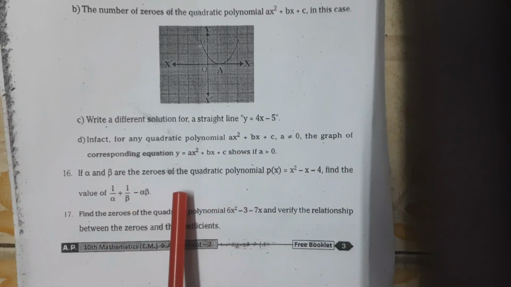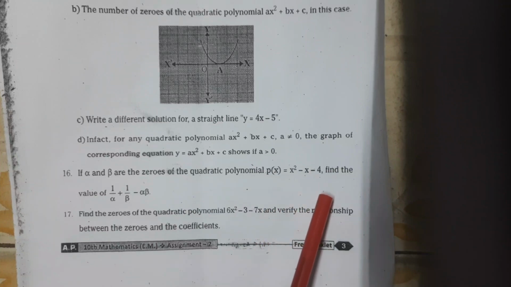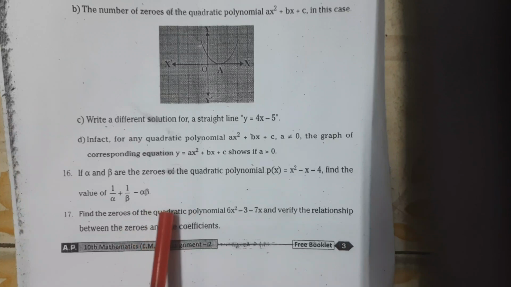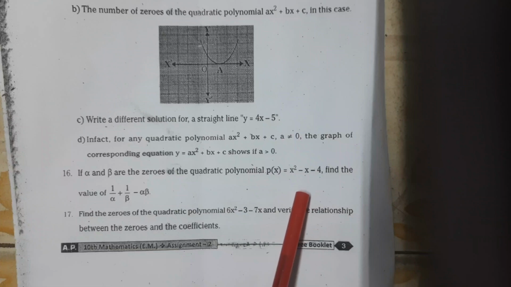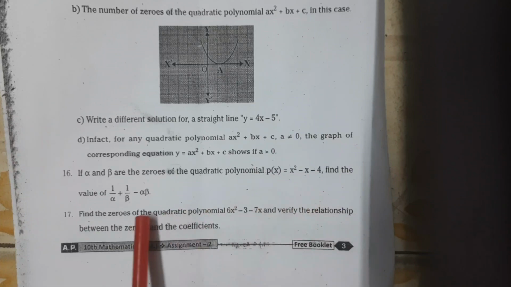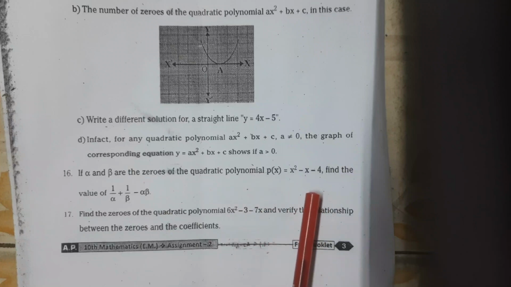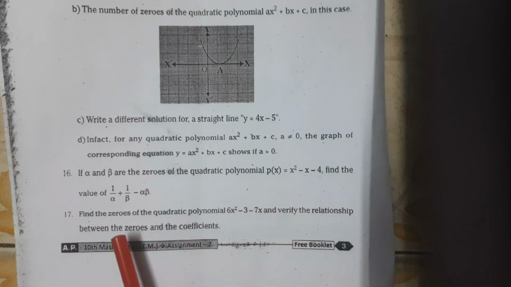If alpha beta are the zeros of the quadratic polynomial p of x is equal to x square minus x minus 4, find the value of 1 by alpha plus 1 by beta minus alpha beta. This kind of sum is not in our syllabus, neither CBSE nor state syllabus books, but in reference books it is present, like R.D. Sharma, R.S. Agarwal. So this is the toughest sum in this. It is easy only, but the model is not in our syllabus, that I am telling, yet in the examination they are giving.